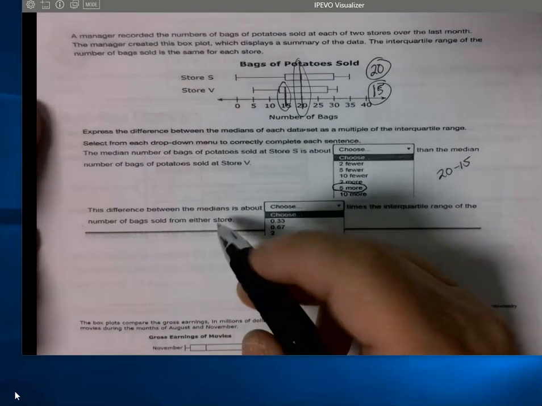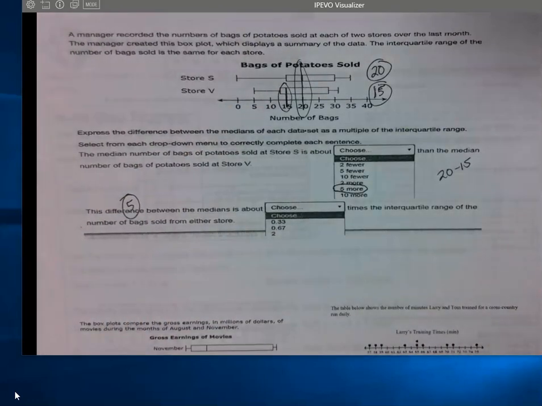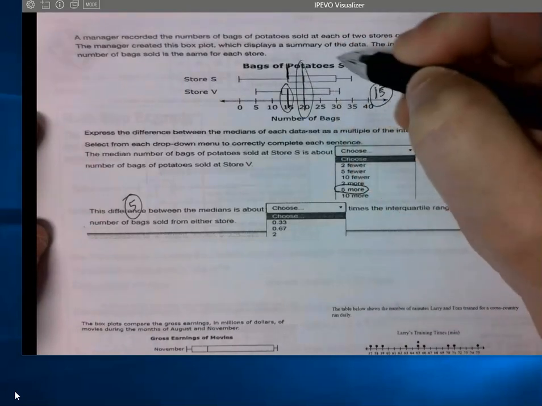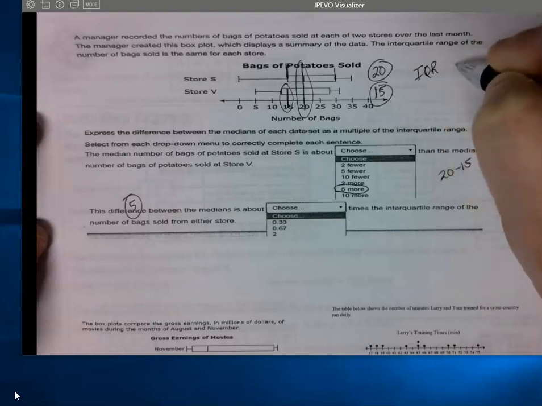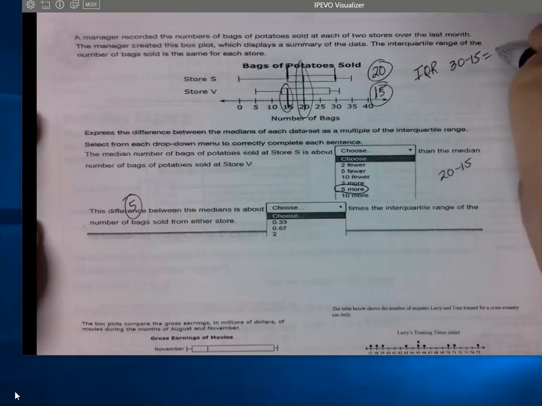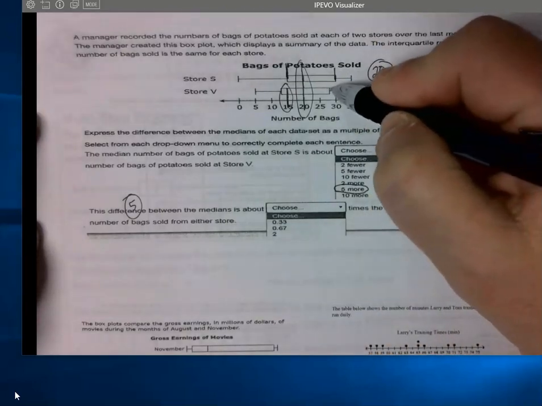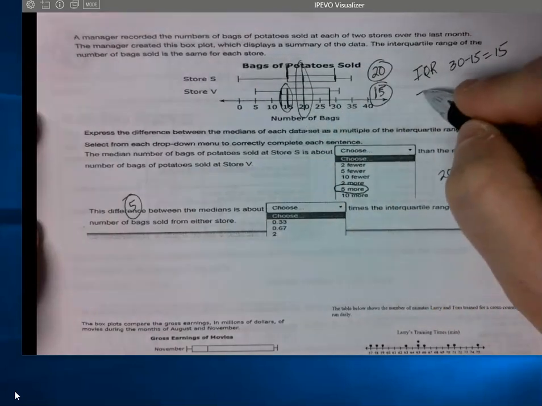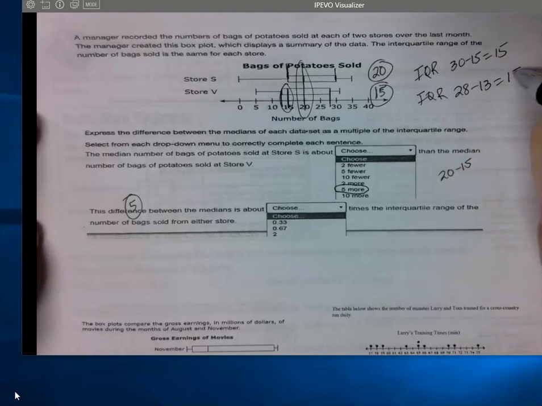So we found a difference of 5. What is my interquartile range of the number of bags sold from either store? So here I have 15 to 30. So the IQR is 30 minus 15, which is 15. And right here, I have 28 and 13, which also has an IQR of 15.